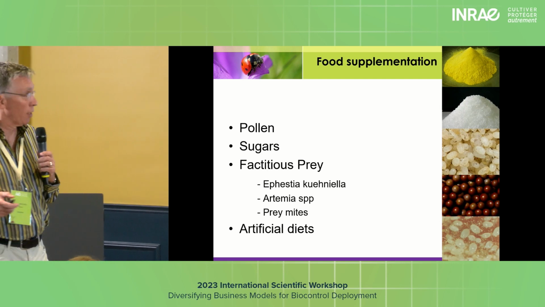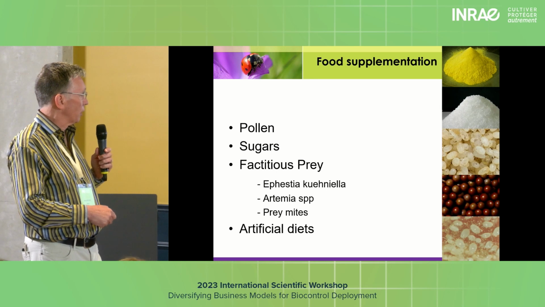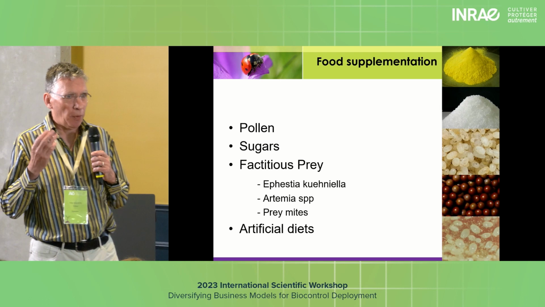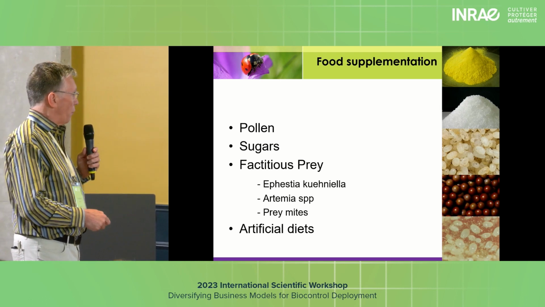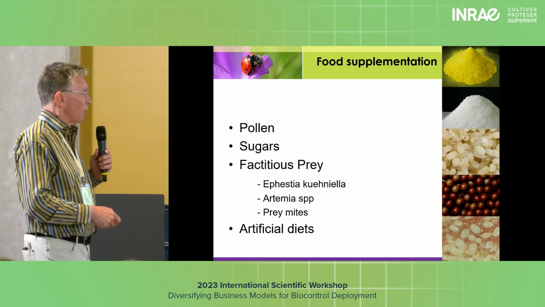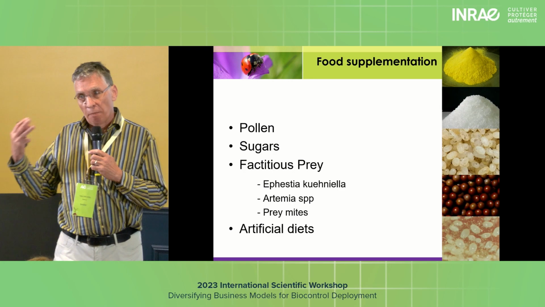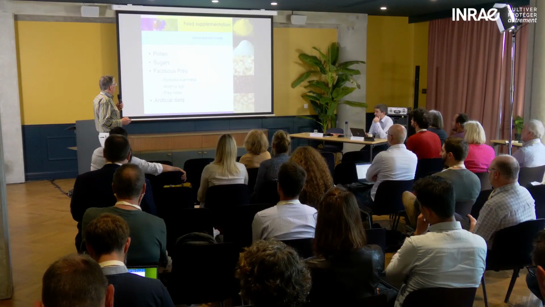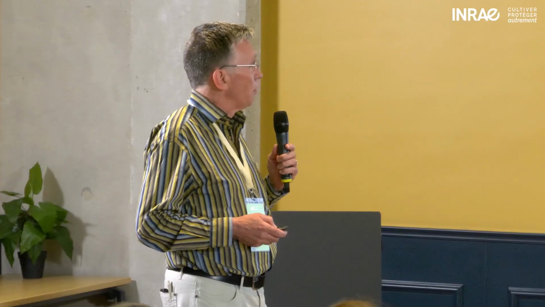but you can also apply factitious prey, so alternative prey for the biocontrol agents. And there's a number of products available here, Ephestia, Artemia species, where we'll have a presentation on the Artemia later on as well, and prey mites. And lastly, you can also actually produce an artificial diet, which can be sprayed on the crop to achieve the same effect. So this represents a range of different business models.